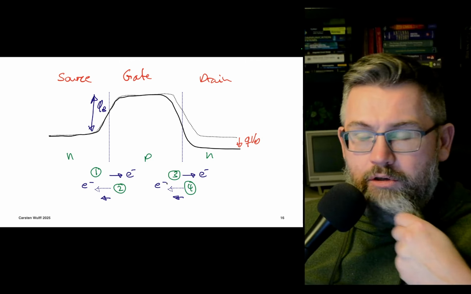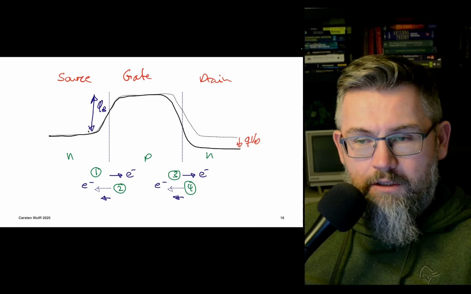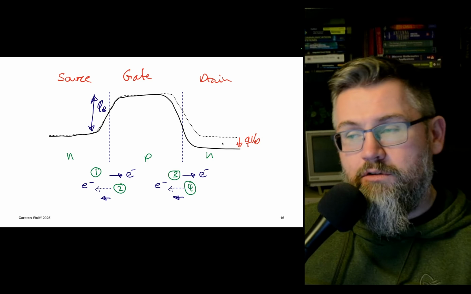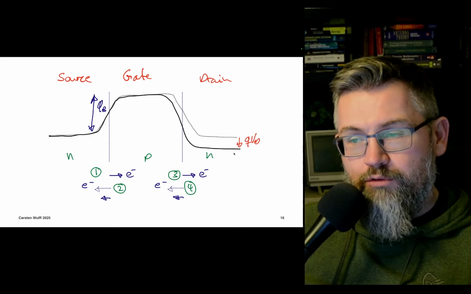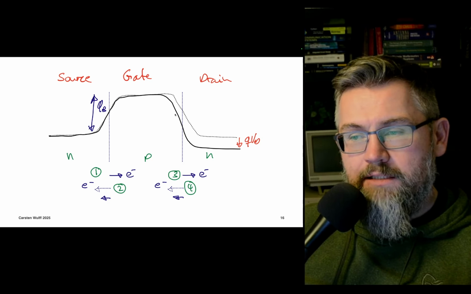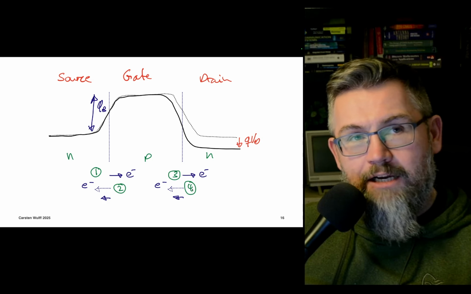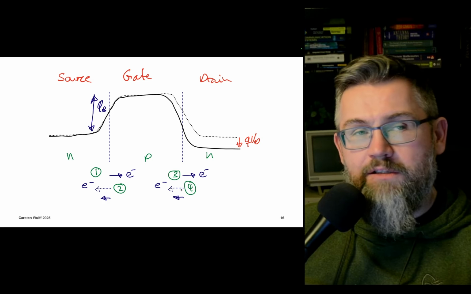Okay, so now the source barrier stays the same. That's given by the doping. But now we've added a voltage on the drain side, and we've reduced the barrier. But actually, that's increased the barrier to the P side. So that means that there's less electrons that come in from the drain side.